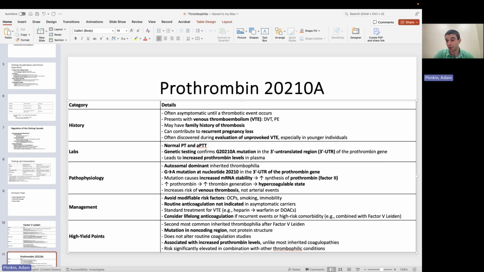It's associated with increased prothrombin levels, and then the risk is significantly elevated with a combination of other things that would make me hypercoagulable: OCPs, smoking, immobilization, and underlying cancer, X, Y, or Z.